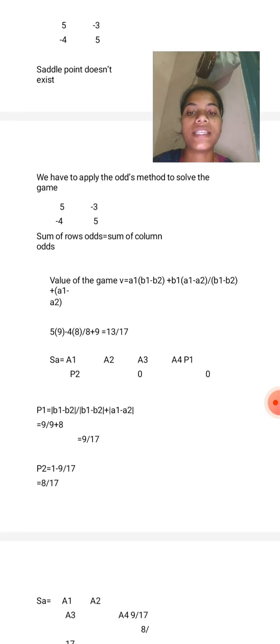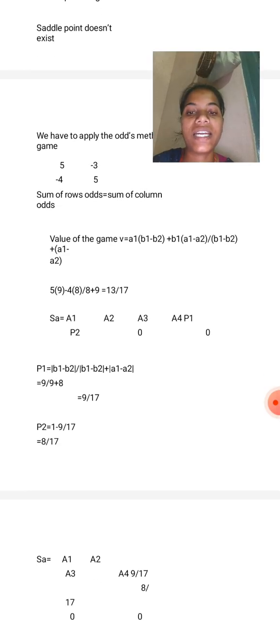So yes, we will calculate SA and SB in this. SA is calculated as, that is the columns A1 A2 A3 A4, and second one is P1 P2. The A3 and A4 become 0. So the P1 is calculated as mod of (B1 minus B2) by (B1 minus B2 plus A1 minus A2). That becomes 9 by 9 plus 8. So the total becomes 9 by 17.